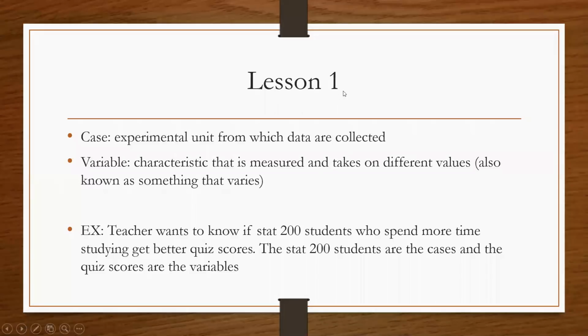So going all the way back, starting with lesson 1, going back to the simplest of terms that you just gotta know, you've got the case, which is the experimental unit from which data are collected, and then you've also got the variables. It's the characteristic that's being measured. So basically, it's something that varies that we're interested in. For an example, a teacher wants to know if Stat 200 students who spend more time studying get better quiz scores. So in this, the Stat 200 students would be the cases, and the quiz scores are the variables.